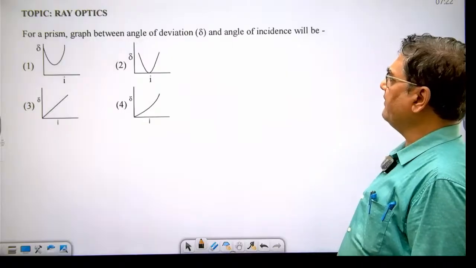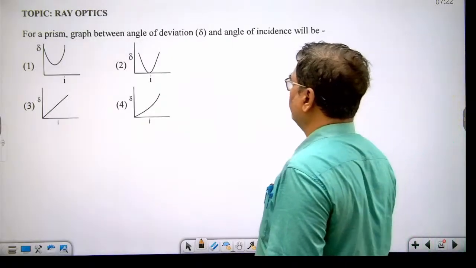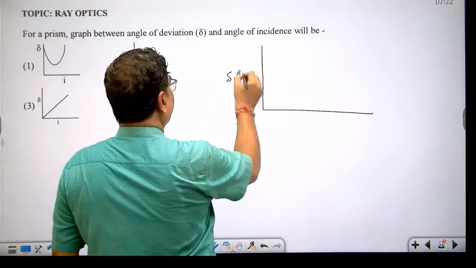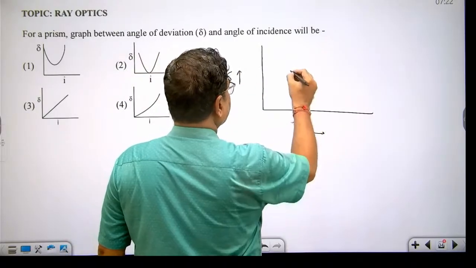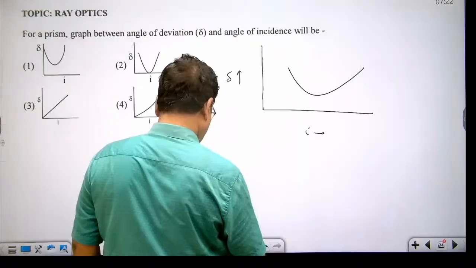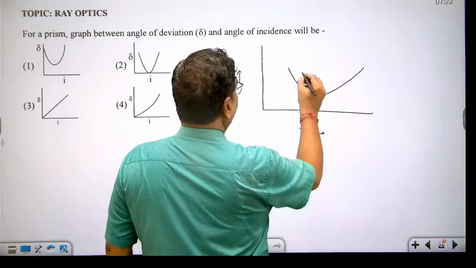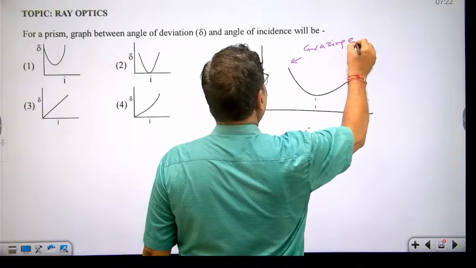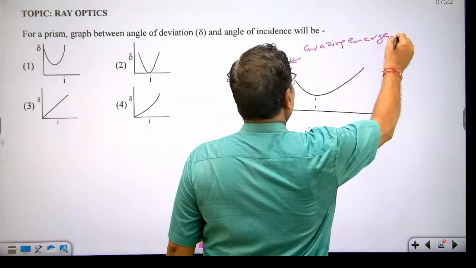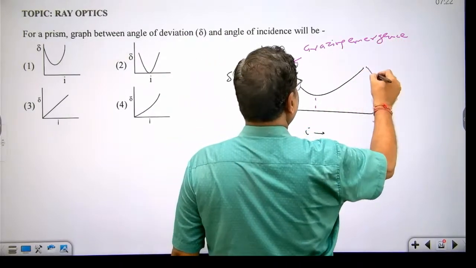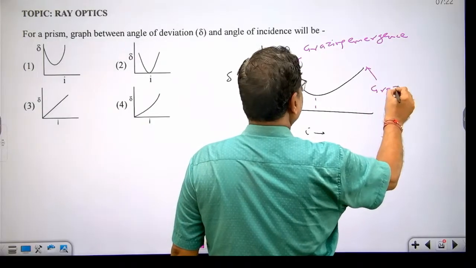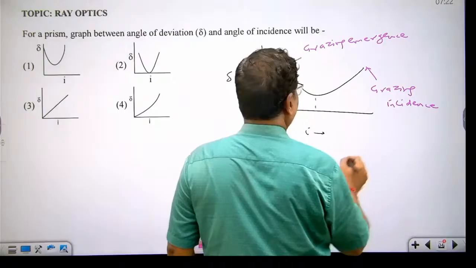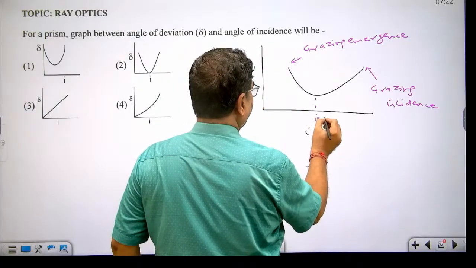For a prism, what will be the graph between angle of deviation and angle of incidence? The graph remains like this. This is asymmetrical, this is not parabolic, and this is called grazing emergence, where angle of deviation remains maximum, and this is called grazing incidence, where also angle of deviation remains maximum, and this is the minimum deviation situation.